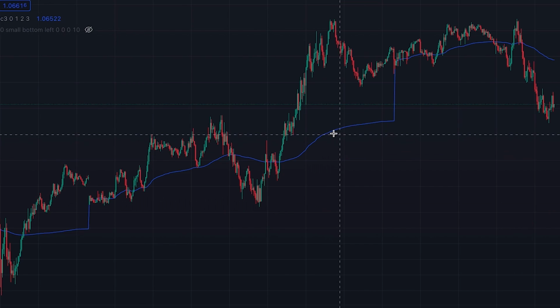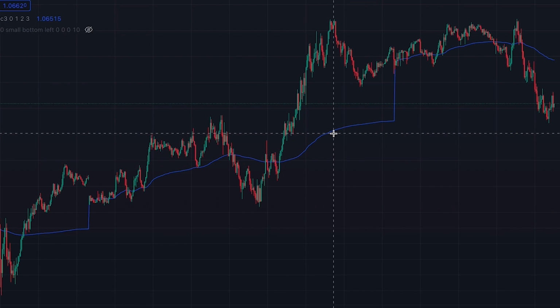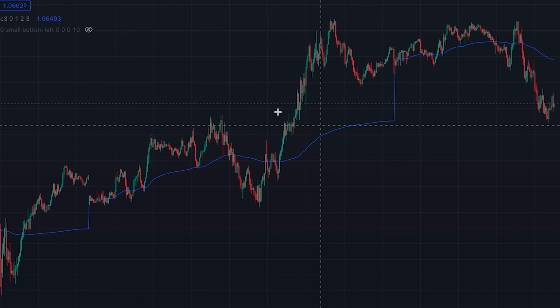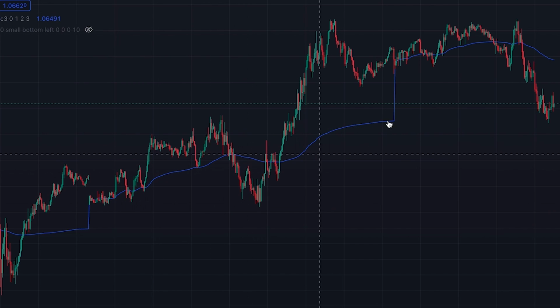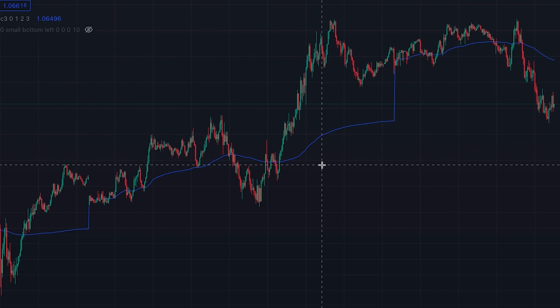VWAP is specifically designed for intraday time frames, and for example, if we change the time frame to daily or weekly, it will not be shown on our charts. The calculation of VWAP starts from the beginning of each day separately. For 24-hour markets like forex or crypto, since they are usually based on UTC time, the calculation of VWAP starts when a new day actually starts based on this time zone.